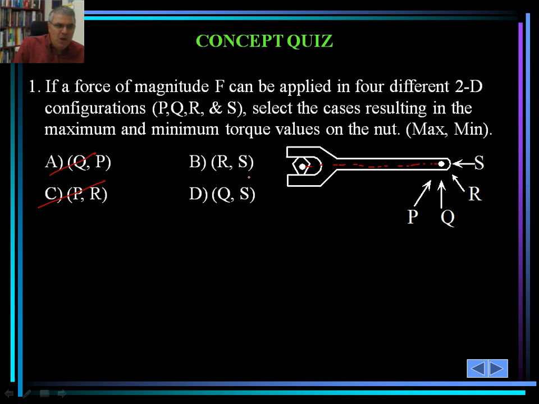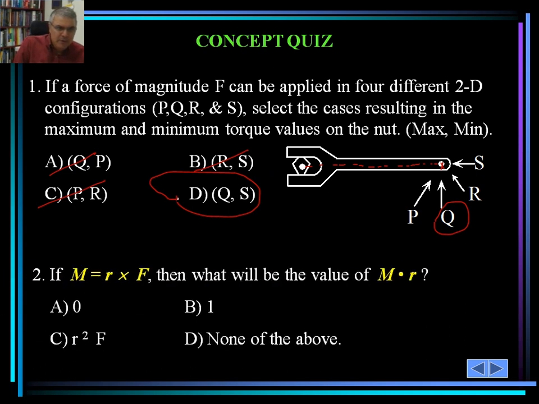Now, which one would cause the maximum? Which one would be resulting in the maximum value for torque? And that is the perpendicular force that's applied at this point, which is Q. So the correct answer turned out to be D.